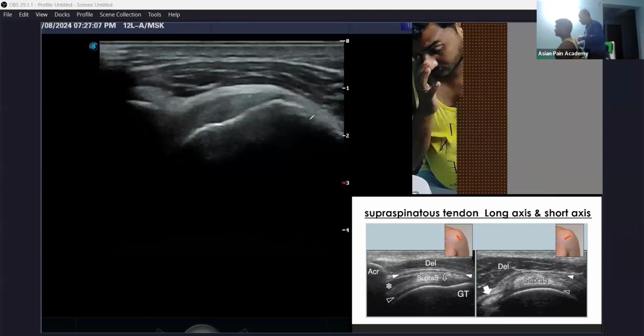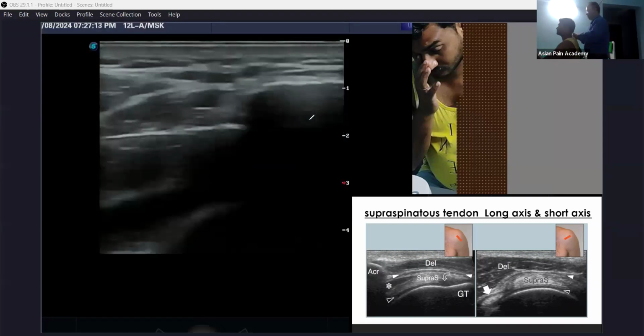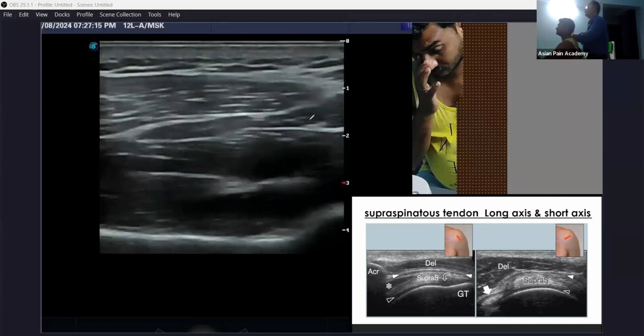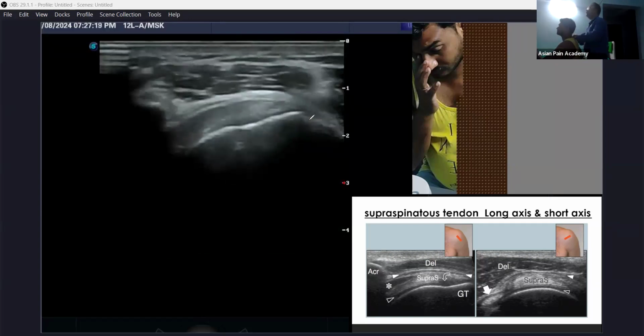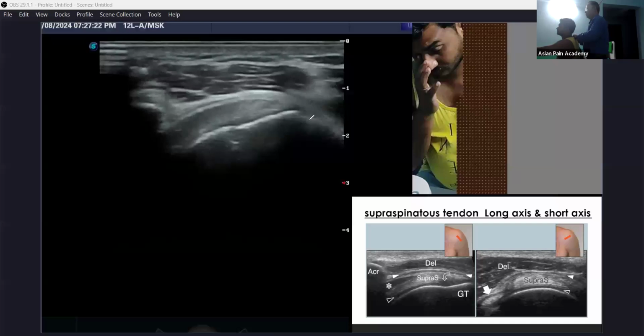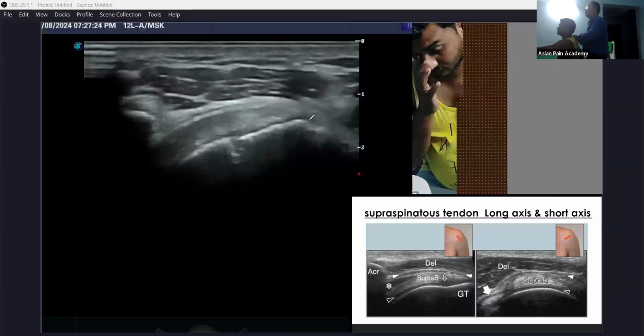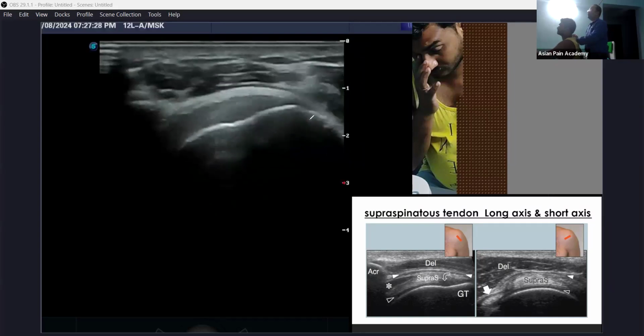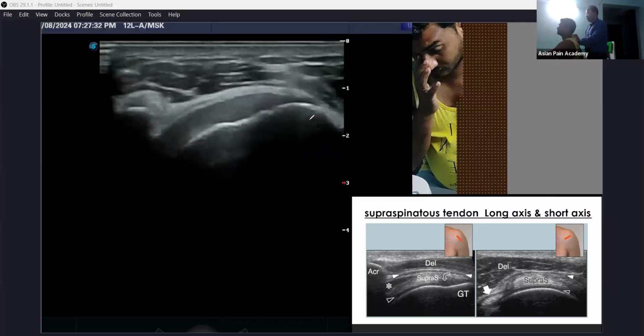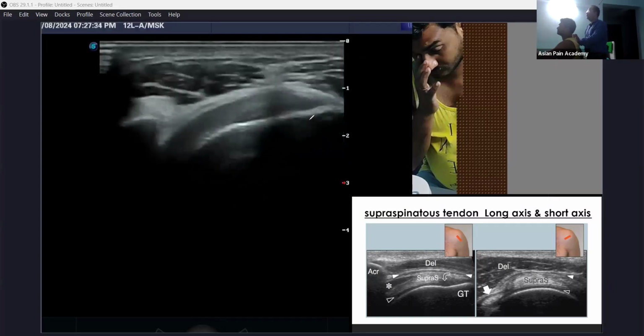And one important thing is supraspinatus tendon, as here it was too deep, but here it is much superficial. I can decrease the depth a bit. Okay, so the depth is decreased. Here it is the bird beak appearance. I am showing you the short axis also. So let's.